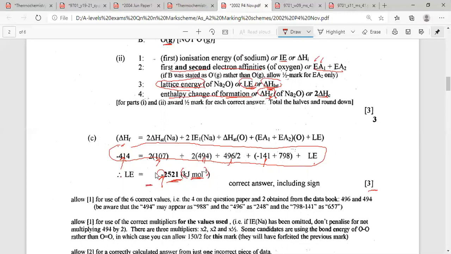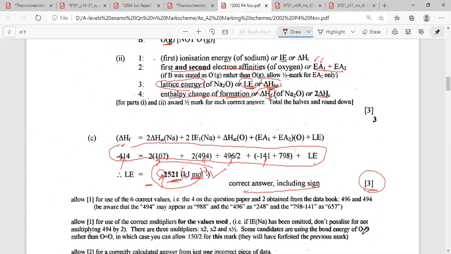When bonds are formed, they are more stable, isn't it? So it's exothermic, including the sign. Correct answer and correct sign is normally 1 mark. Sometimes if the answer is right but the sign is wrong, they may still give you the mark, I don't know. If the correct answer is right, 3 marks straight away.